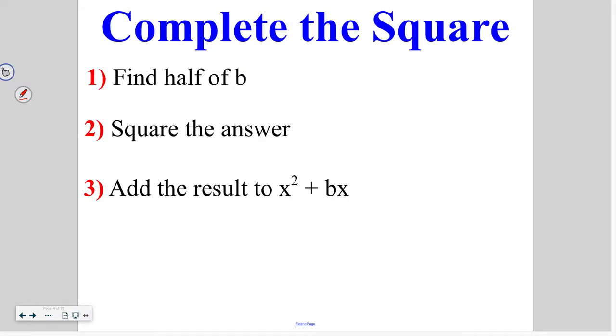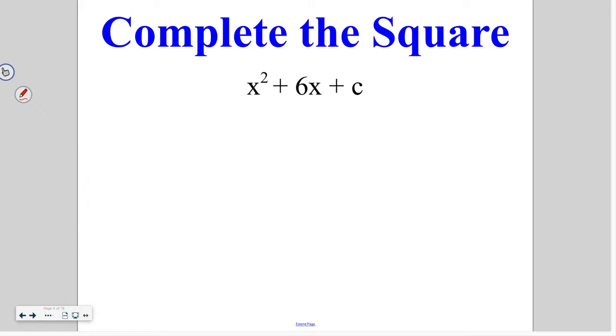So what we are going to need to do in order to do this is take the b value, that number in front of x, cut it in half, square that answer, and then add it on to x squared plus bx. This only happens when the leading coefficient is 1. So if it's not 1, we'll have to make it 1.